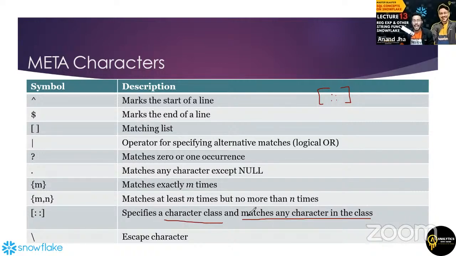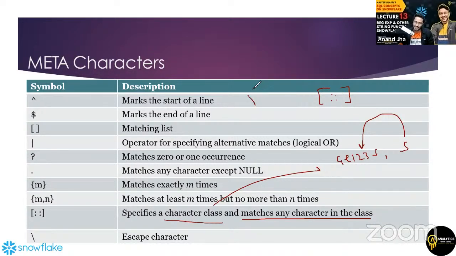Specifies a character class and matches any character in the class. So any character class will be specified, and we'll see whether that matching is happening in that character or not. Say, for a character class, I am giving something like AE1235 and I am giving any matching character 5, whether the 5 is present in this or not. In layman's terminology, I'm making you understand. We'll see one by one example of all this. Okay, so that's what it means.